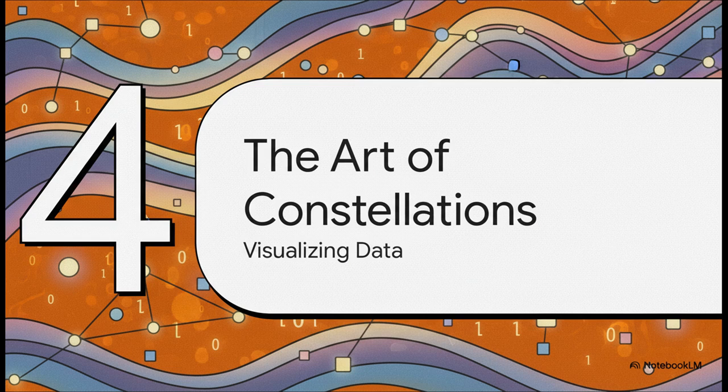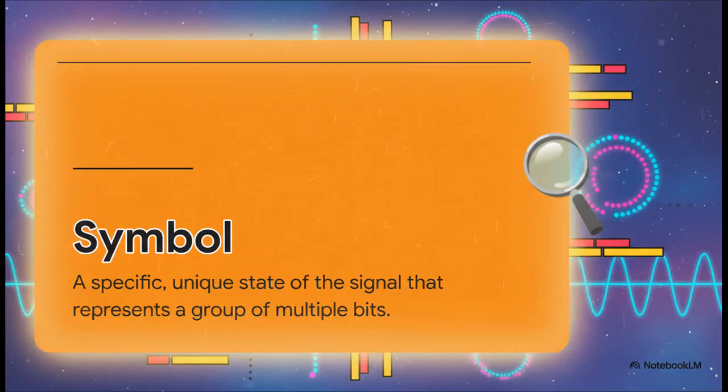And this idea, this ability to define coordinates, leads to one of the most beautiful and powerful ways to visualize data in all of engineering, the constellation diagram. Let's check it out. Okay, first we got to learn a new piece of vocabulary, the symbol. Remember with PAM, one pulse meant one bit. Simple. But with QAM, a single unique state of the signal, so a specific combination of I and Q values, can now represent a whole group of bits. And we call that unique state a symbol.